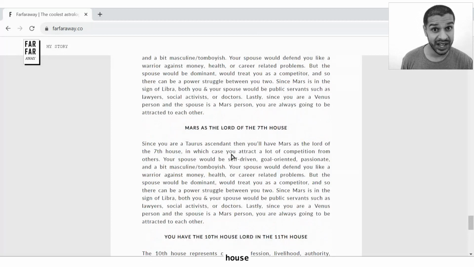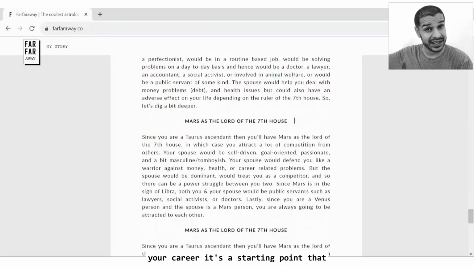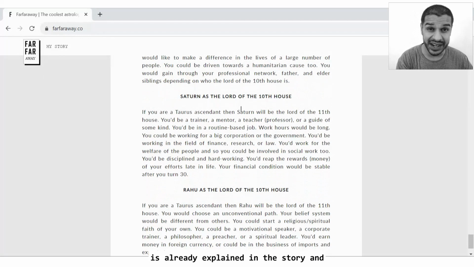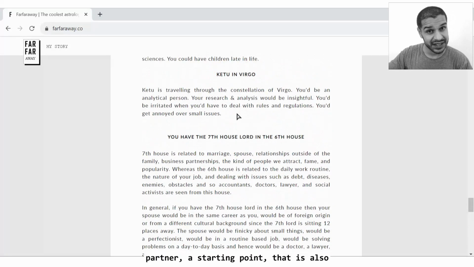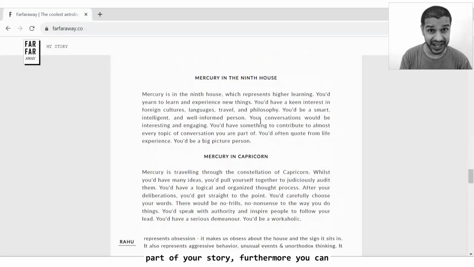The 10th house ruler, its position is going to describe your career. It's a starting point that is already explained in the story. And the position of the 7th house ruler might describe your partner. A starting point that is also part of your story.